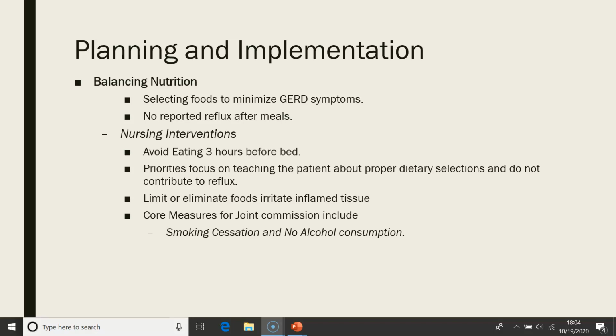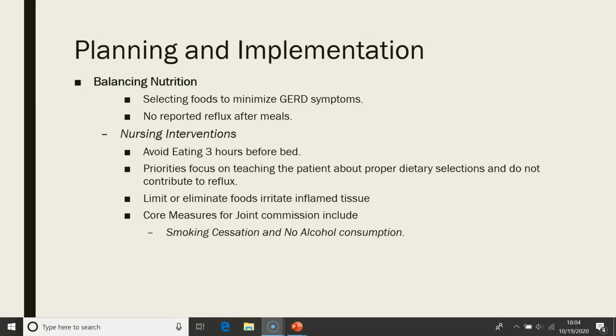Planning and implementation. These are some of the nursing interventions that we're going to be teaching our patients. Balancing nutrition is selecting foods to minimize GERD. Our goal is that the patient will have no reported reflux after meals. So what are some nursing interventions related to nutrition? Avoid eating 3 hours before bed. We talked earlier in the psychosocial assessment that a lot of times GERD affects people's lifestyles. This would be one of them, where if people wanted to go out for an evening meal fairly late, it could interfere with bedtime.